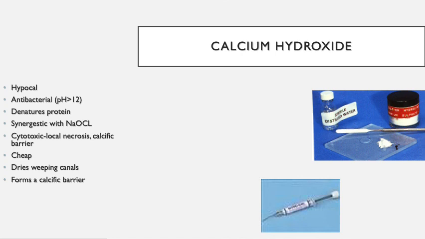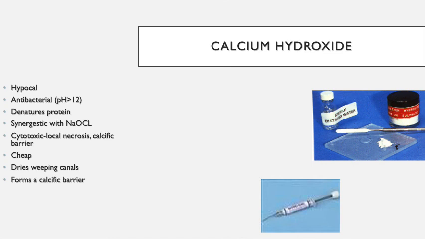It has a cytotoxic local necrosis effect, which causes a calcific barrier. So basically, if it gets in contact with vital cells, it will kill the cells and cause necrosis, and this will stimulate the body to form a calcific barrier as a stop to prevent the spread of the calcium hydroxide and causing more necrosis of the surrounding tissues. It's very cheap, and it's very good in drying wet canals.